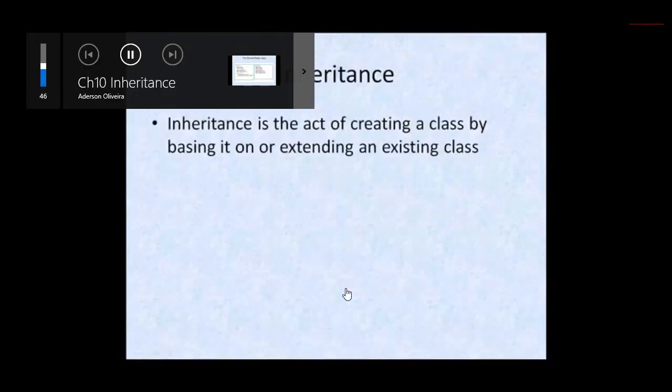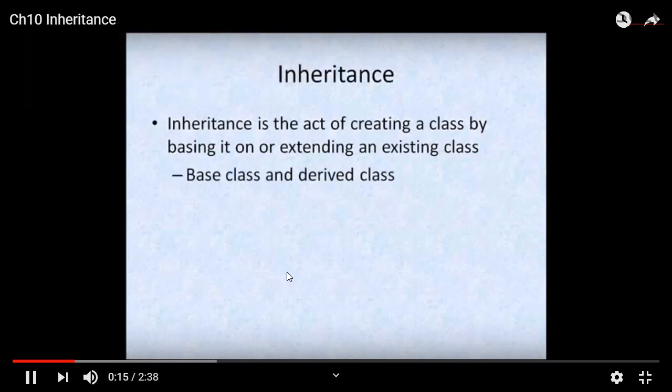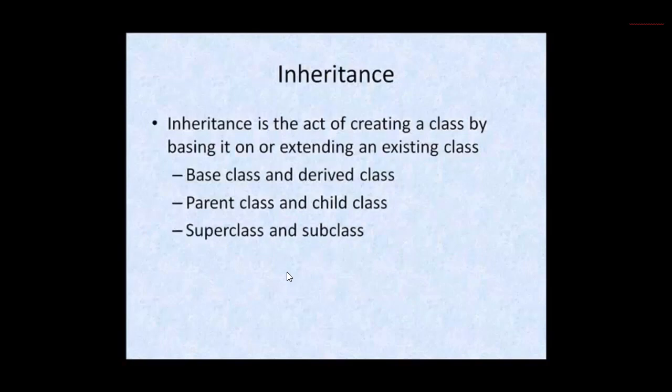Inheritance is the act of creating a class by basing it on or extending an existing class. When you create a new class by extending an existing class, you can call the two classes the base class and its derived class. Programmers also say that the original class is the parent class and the extended class is the child class. Or you can use the terms superclass and subclass.